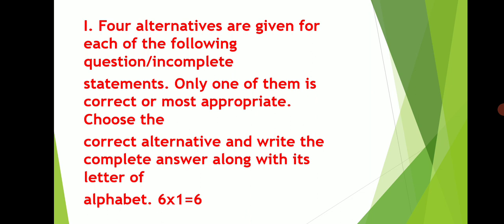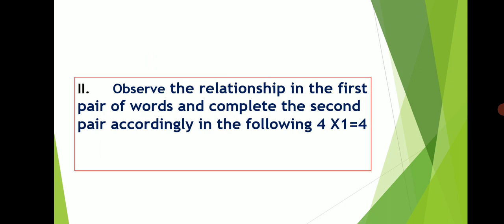Let's move forward. The second question is: observe the relationship in the first pair of words and complete the second pair accordingly. It is for 4 marks. Dear students, it is based on words, the vocabulary. Observe the relationship in the first pair and complete the second pair. It means whatever relation is followed in the first pair, the same relation you should follow in the second pair.